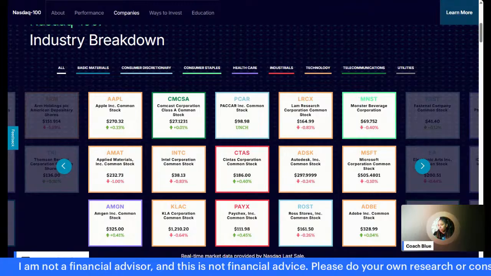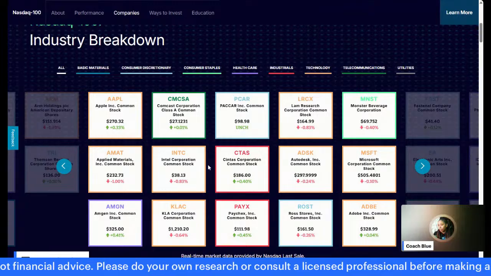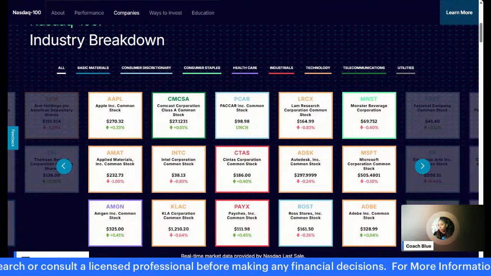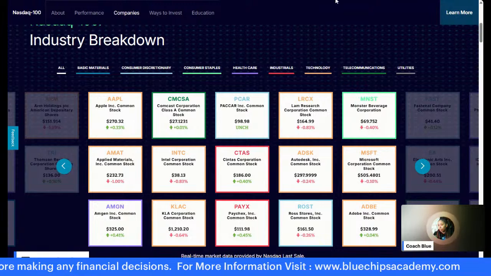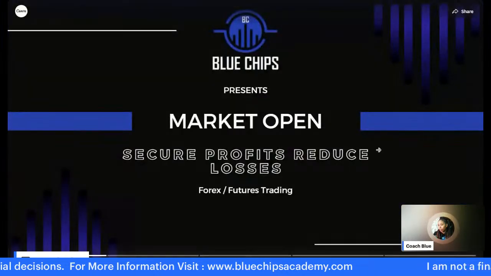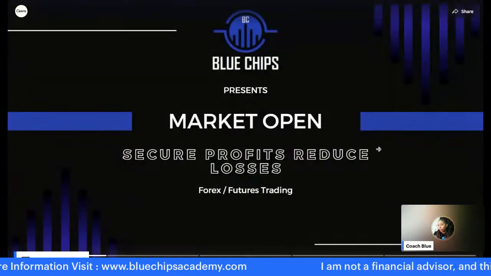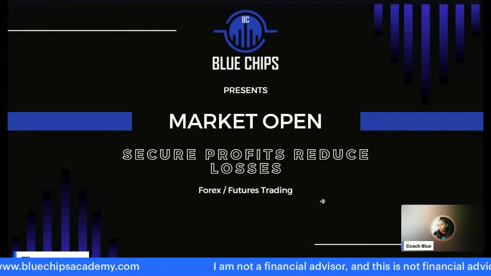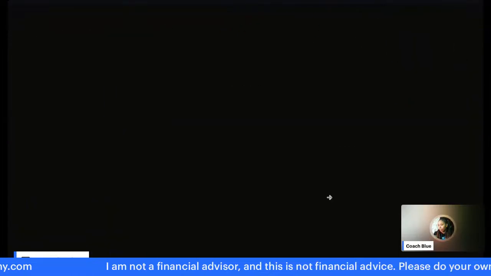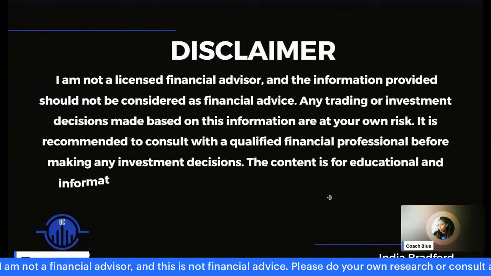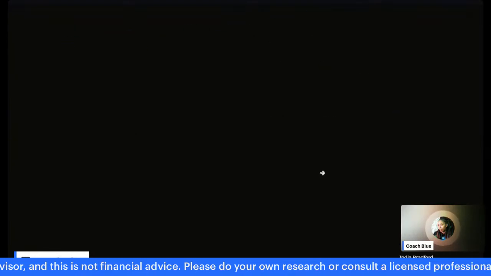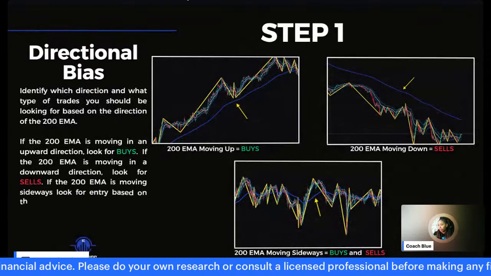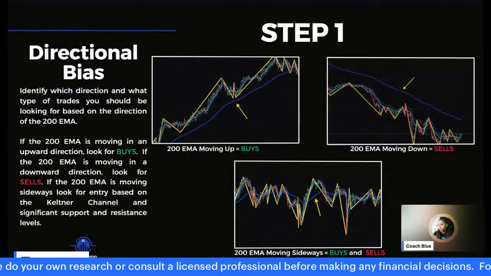When we trade the performance of this index, we're looking for certain signals, certain patterns before we enter trades for NASDAQ. I'm going to go over what we look for, what the strategy is when we are trying to get into our trades. The first thing we want to do is figure out what our directional bias is.